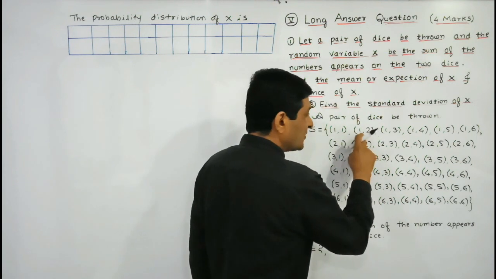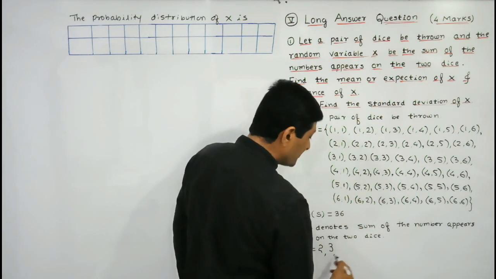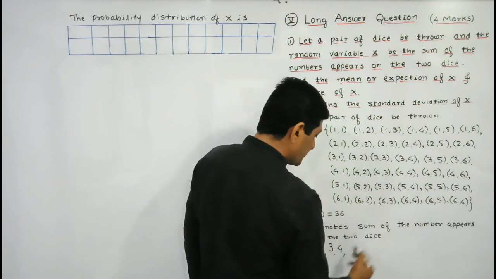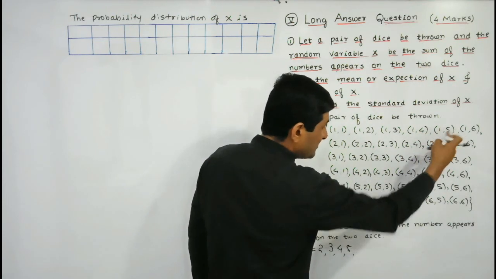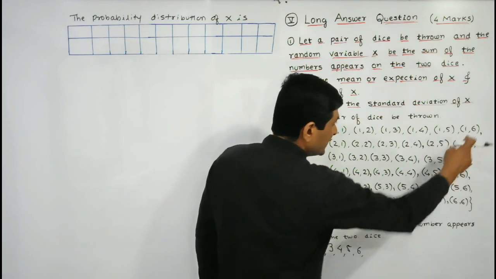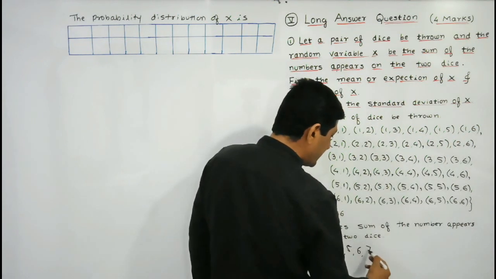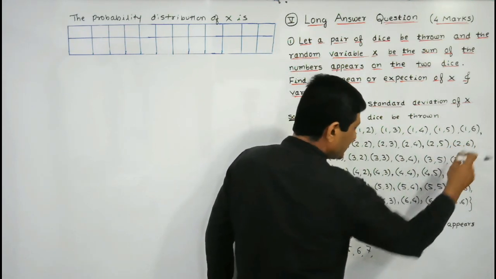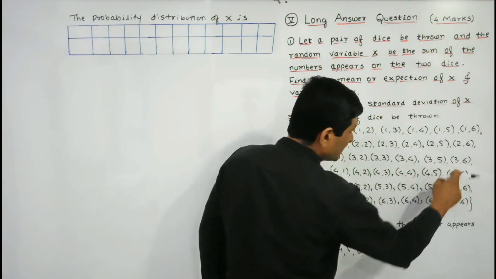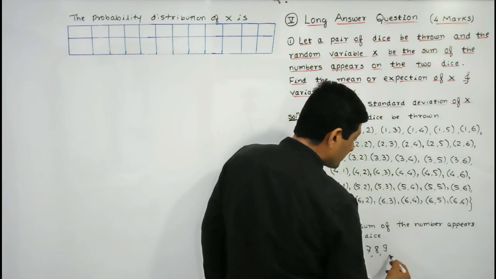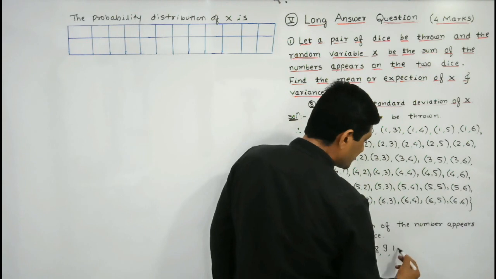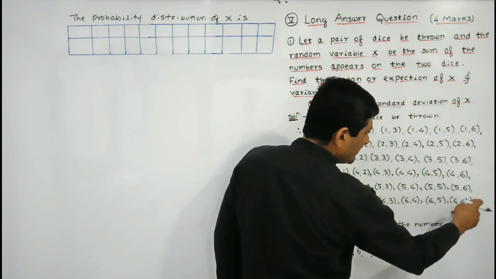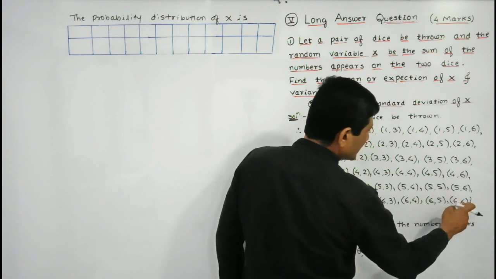Here what is the sum? 1 plus 2 is equal to 3. Here we can observe that 1 plus 3 is equal to 4. Here 1 plus 4 will be equal to 5. Here 1 plus 5 will be equal to 6. Here 1 plus 6 will be equal to 7. After 7, we will get some elements where the sum is 8, or maybe the sum will be 9, or maybe the sum 4 plus 6 will be equal to 10, or maybe the sum 5 plus 6 is 11, or maybe the sum is 12. 6 plus 6 is 12.